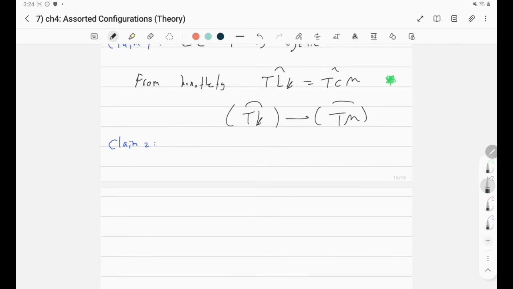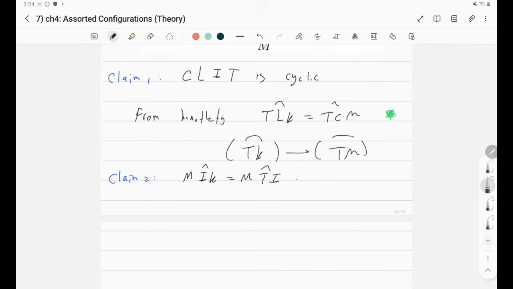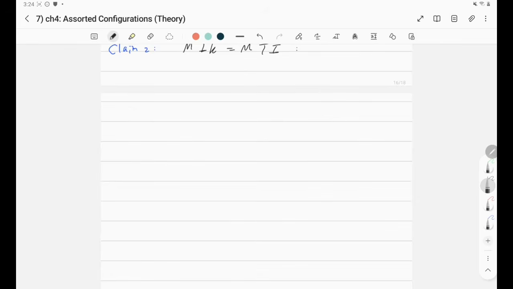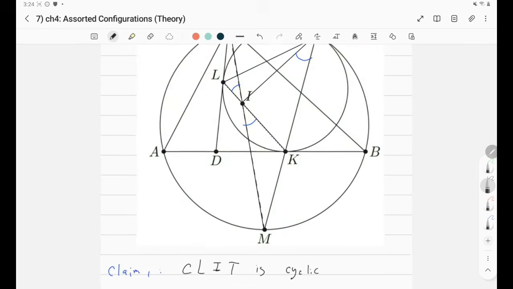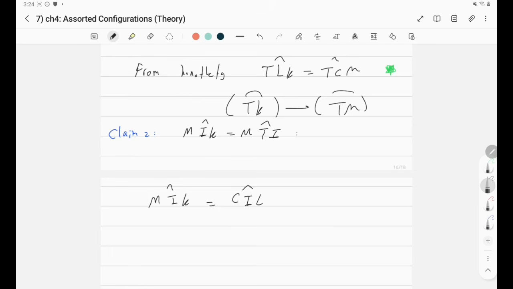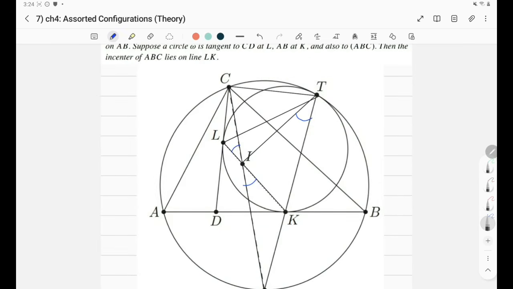So our second claim is just to show that MIK equals MTI. And to show this, you can just do some angle tracing, as we said. So first of all, you can say MIK equals this one here. MIK is just CIL, but CIL from the cyclic, it's equal to this, so we can move it to CTL.